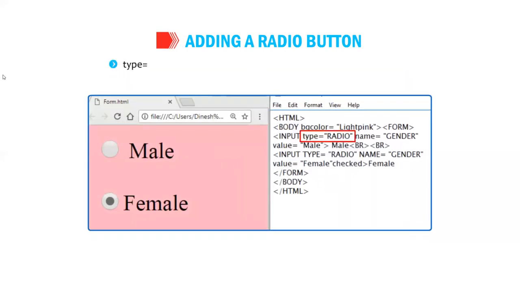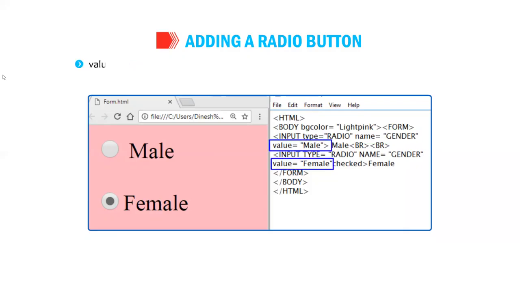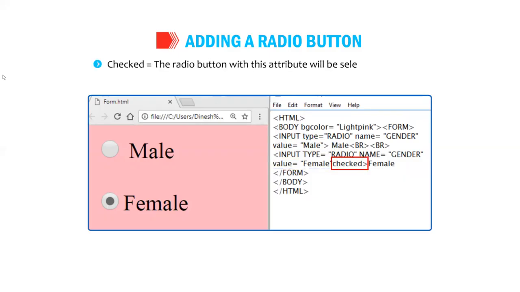Here, type equals to radio indicates that the radio button is the interface element. Name equals to gender specifies the name of the radio group. Value equals to male and value equals to female, based upon which radio button will be selected, the particular value will be assigned to the radio group, gender. Checked, the radio button with this attribute will be selected by default.